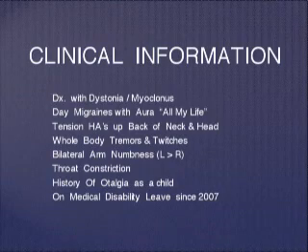This patient was diagnosed with dystonia and myoclonus. She's had migraines with aura all of her life, occurring all day long. She's had tension headaches up the back of her neck and head. Her whole body tremors and twitches. She's got bilateral arm numbness, left arm worse than the right, throat constriction, and a history of otalgia as a child. She's on medical disability leave since 2007.